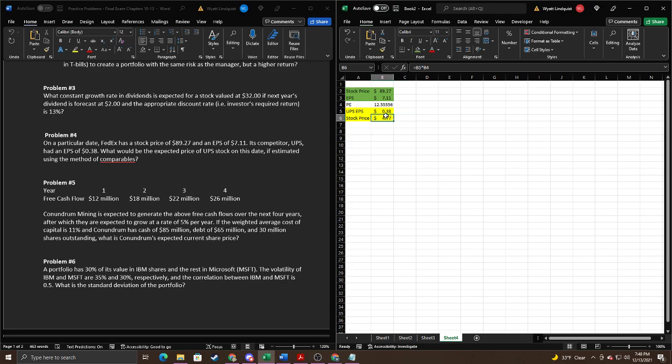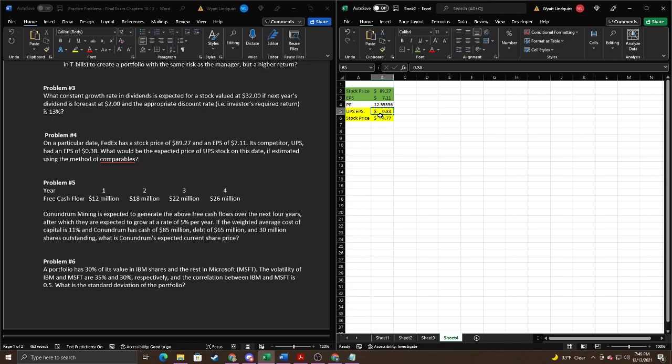$4.77. Now, you may at first question, hey, why is UPS's stock price so much lower than FedEx's stock price? Well, I had just said that most of these are comparable, but you have to remember that FedEx might have considerably less shares outstanding than UPS has. And due to this, there can be drastically different prices and drastically different earnings per shares.